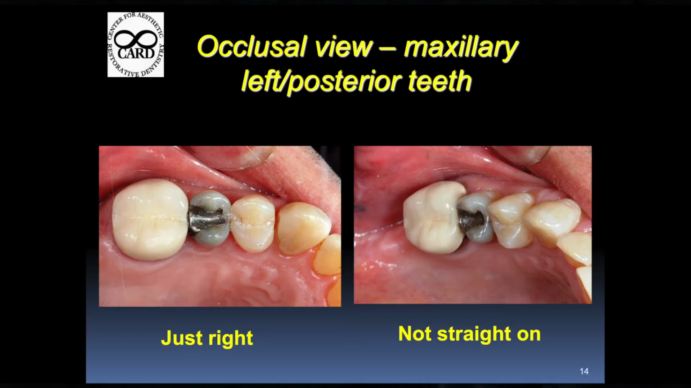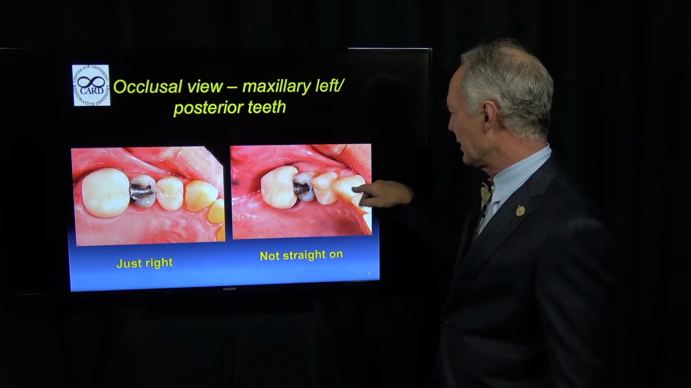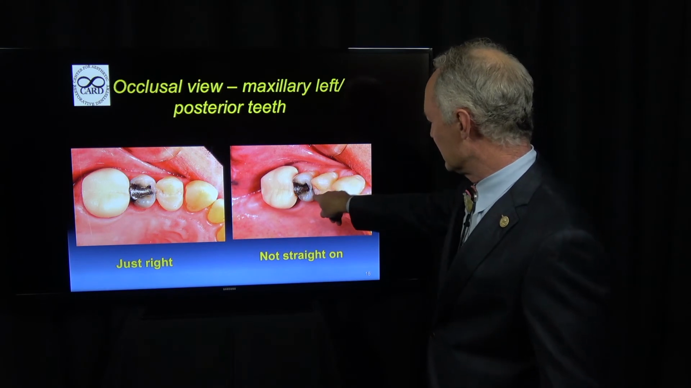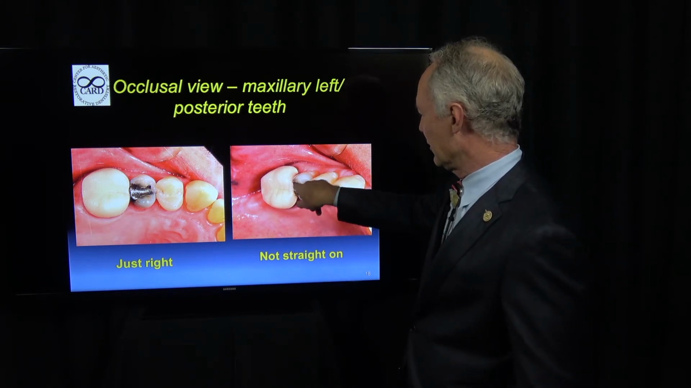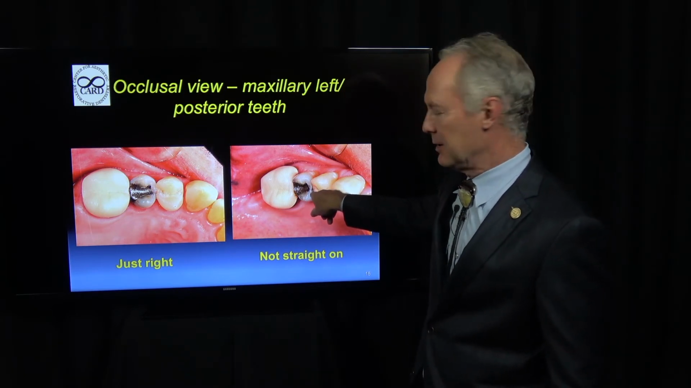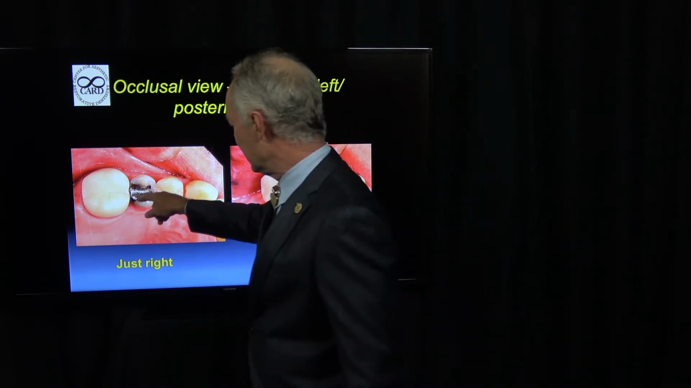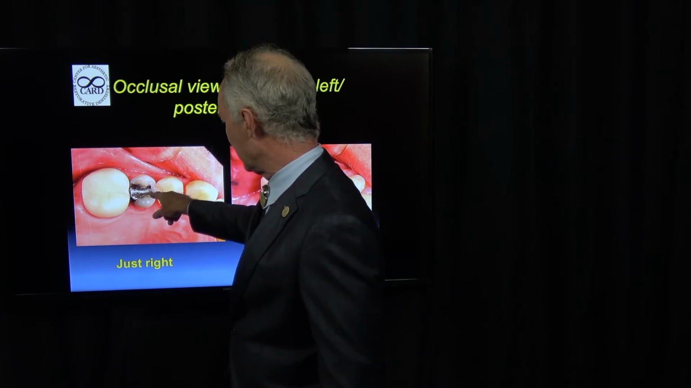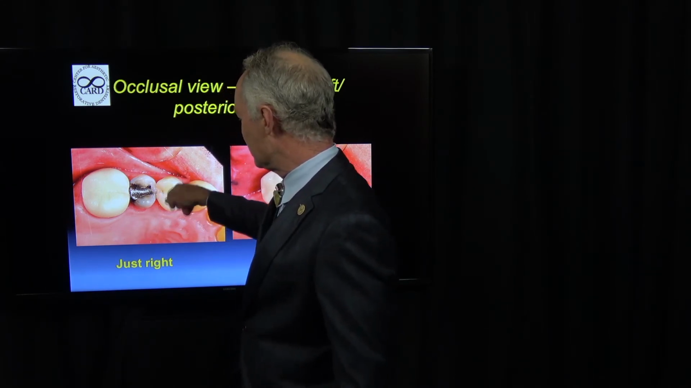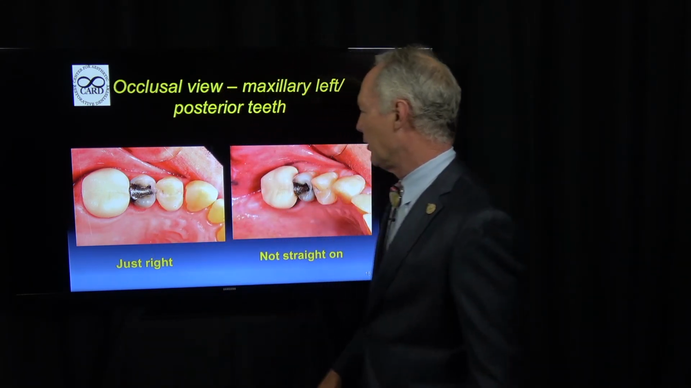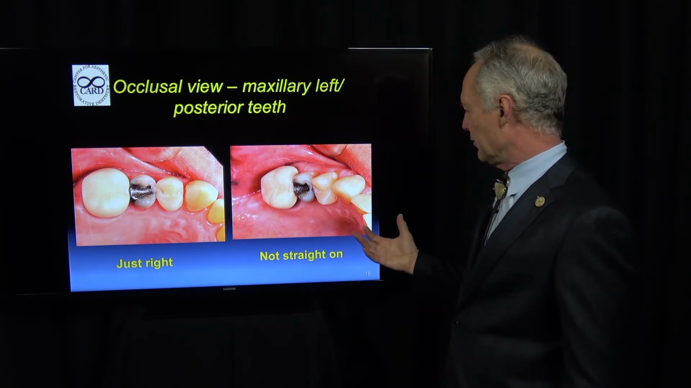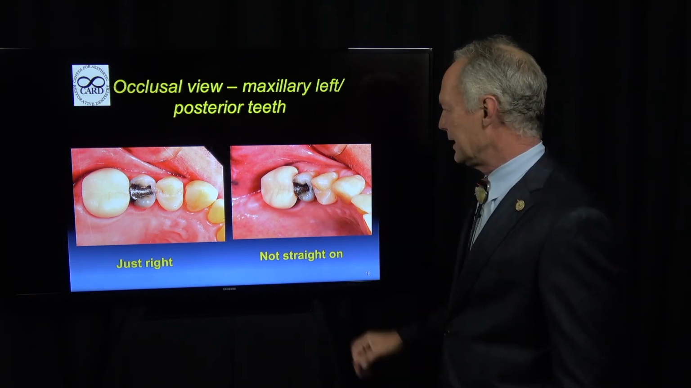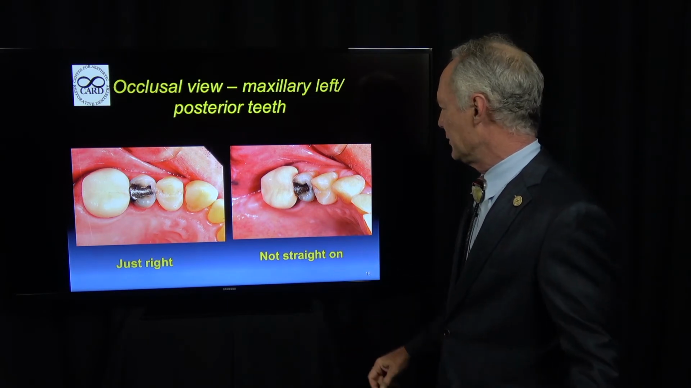Same thing on the other side. This is not straight on. You want the picture to be taken along the long axis of the posterior teeth so you can see the margins of the fillings, the crack right there. Be sure you blow off all the saliva from the occlusal surface, or it will keep you from seeing the detail in the occlusal surface of the teeth.